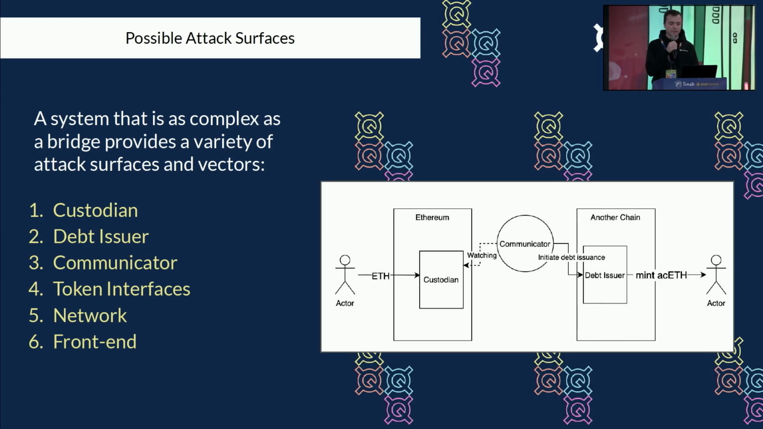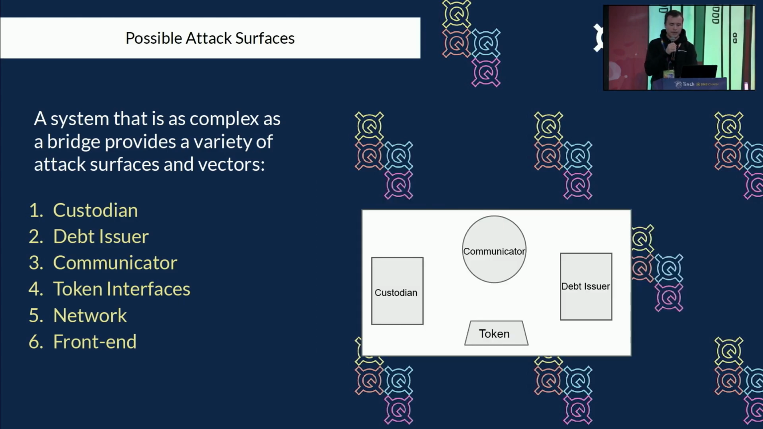We have the token interfaces related to assets, ERC20 interfaces. There could be network level attacks, such as 51% attacks on each side of the bridge. And there is also a front end, a possibility of an exploit somewhere in the front end, right? So it's possible to trick users into using an incorrect substitute of a contract rather than the real actual bridge. And we'll be using this smaller diagram on the right-hand side to classify the attacks.